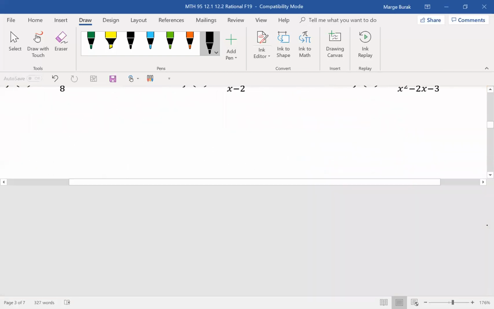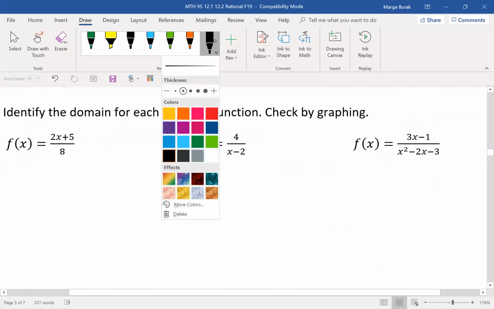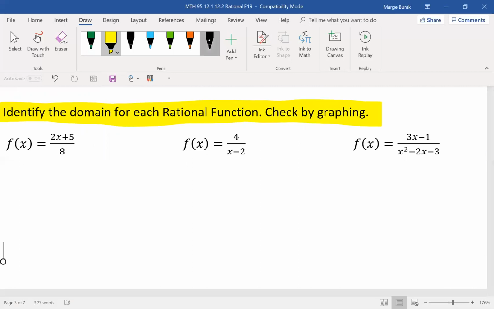Now how can we find the domain of a rational function without a graph first, and then we'll check by graphing, okay? So identify the domain, and then we'll check with the graph. So first of all, the only thing you need to look for in these is if we can't divide by 0. If you recall domain restrictions, you can't divide by 0. So just look at the denominator. 8 will never be 0. And so there are no domain restrictions. We're going to say the domain is all real numbers, or negative infinity to infinity.